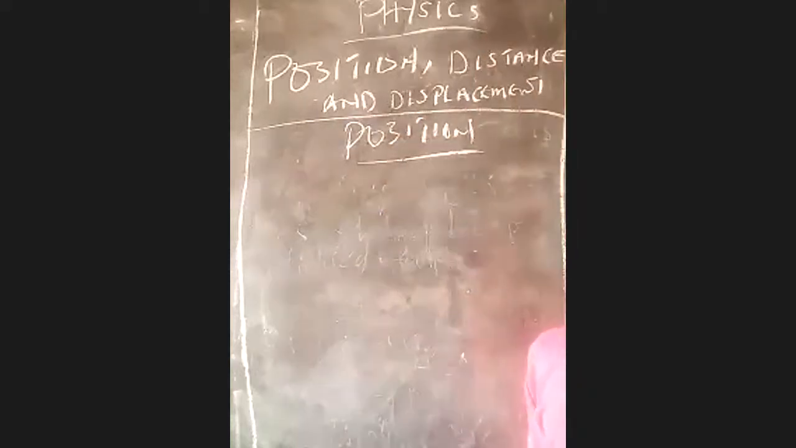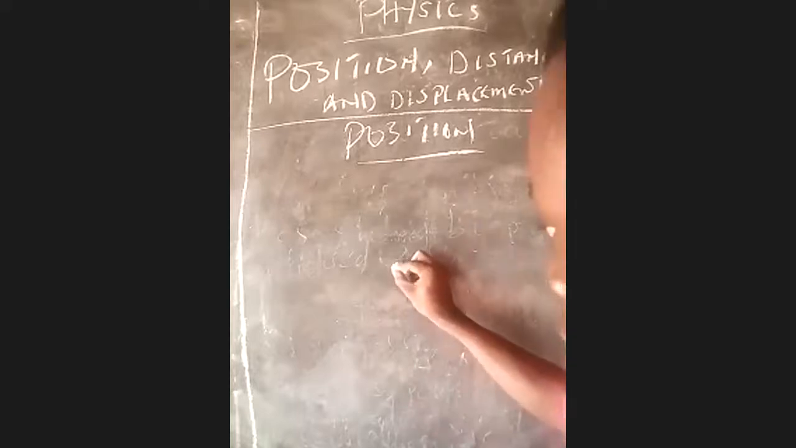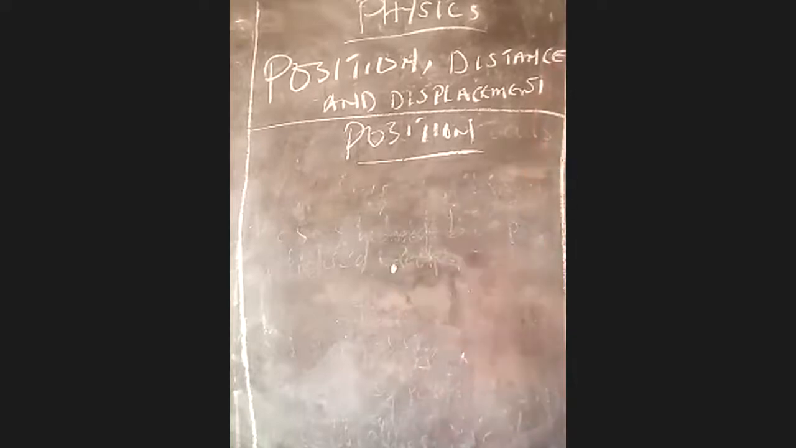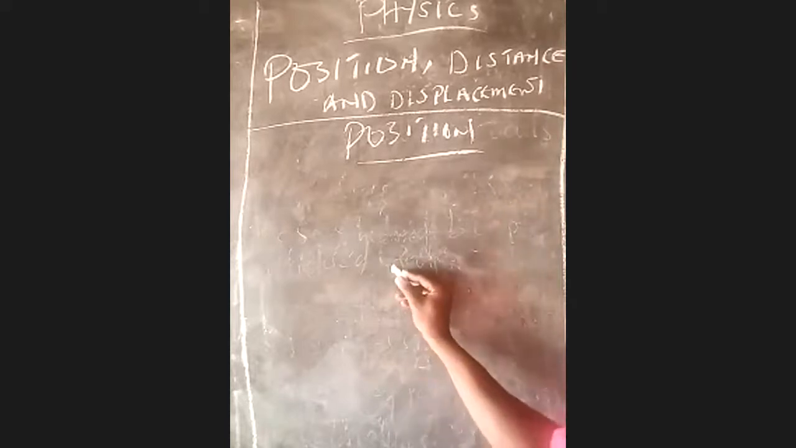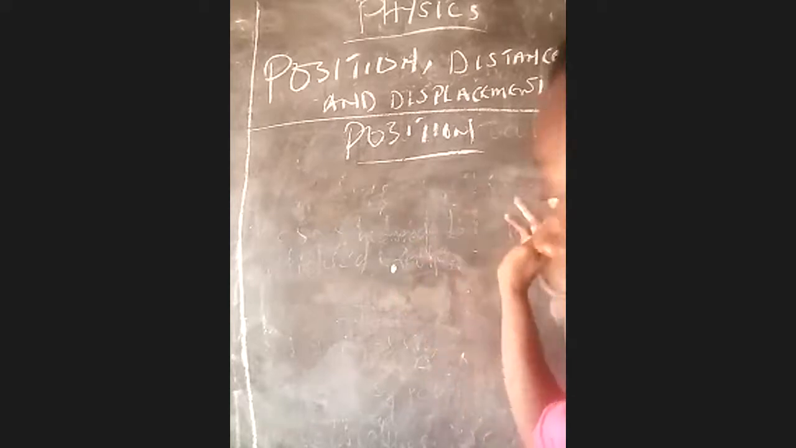When we talk about position, what are we talking about? The position of a point in space. Let's know that this is a point in a space. It's determined by the distance and direction from other points.